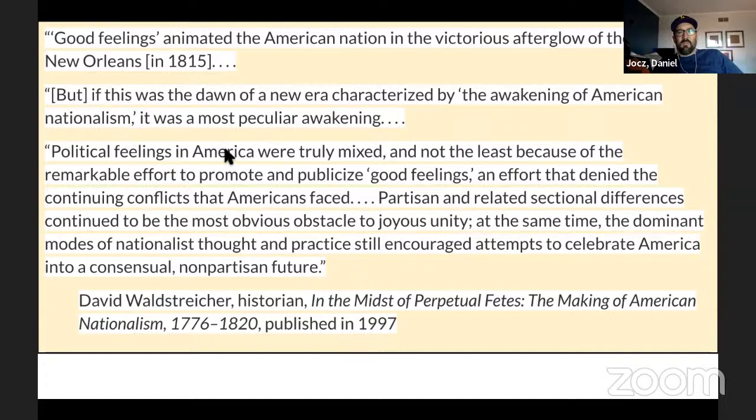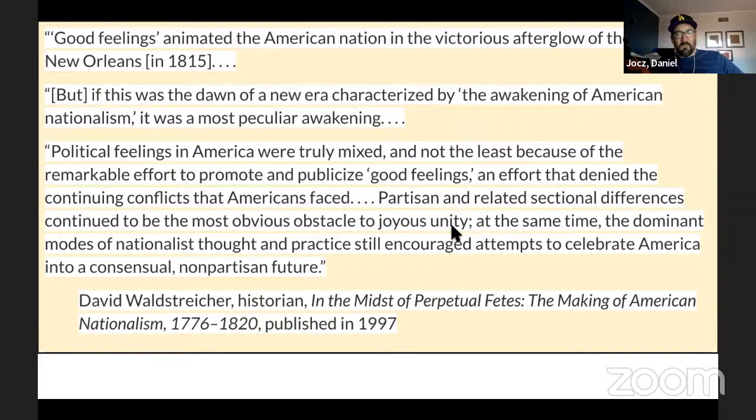Political feelings in America were truly mixed. What? It's not all good. It's not all bad. It's like a little of both. And not the least because of the remarkable effort to promote and publicize good feelings, an effort that denied the continued conflicts that America faced. So if I read that correctly, continuing conflicts, that means they're still having conflicts during this period of good feelings. Partisan and related sectional differences continued to be the most obvious obstacle to joyous unity. Oh, so they're having some beef. Parties are having beef. Sectional differences are an obstacle to unity.